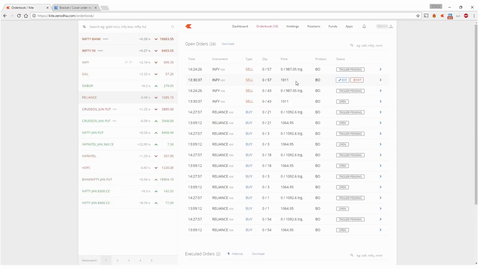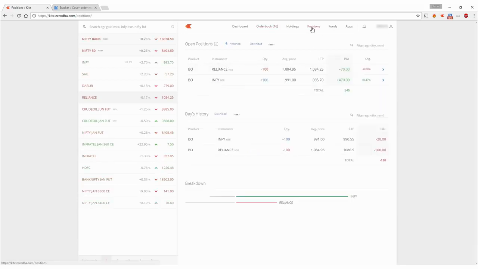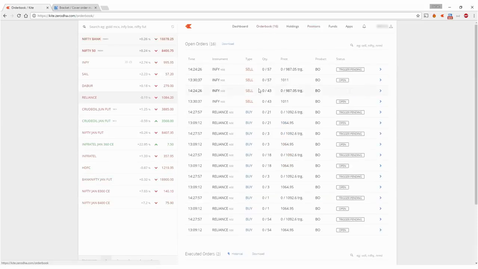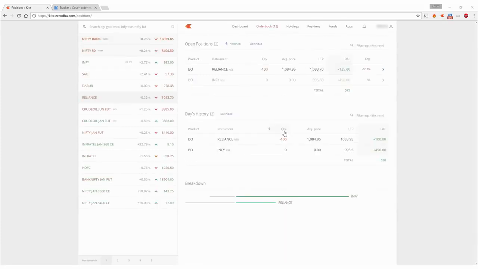Since Infy has started moving in my direction, every 2 points that it went in my direction, my trailing stop loss has moved up 2 points. In both these orders, if you observe, because I've made a profit of around 400, it's showing me a different stop loss. So now anytime during the day, I can choose to exit the order, or I can wait for 3:20 and the orders will get automatically squared off. There you can see my Infy trade is complete.